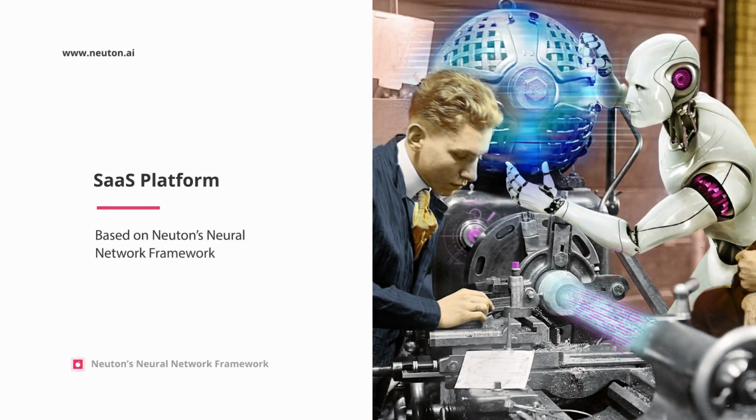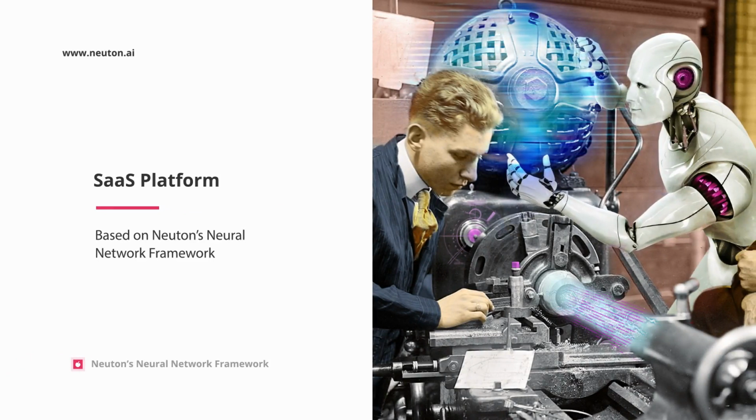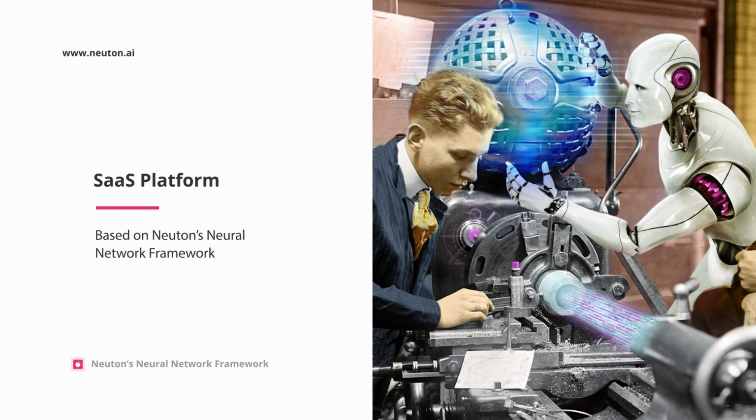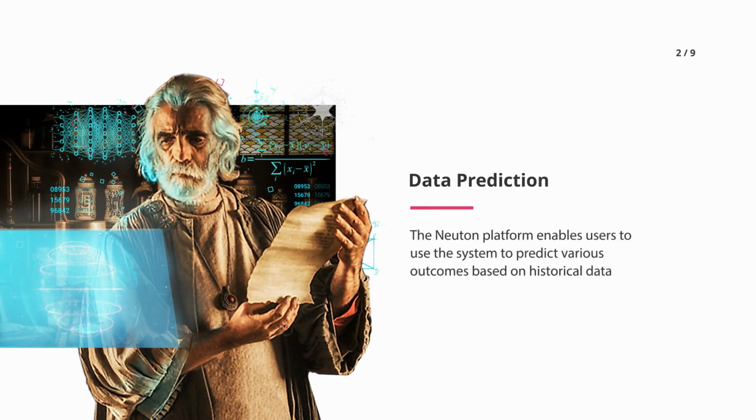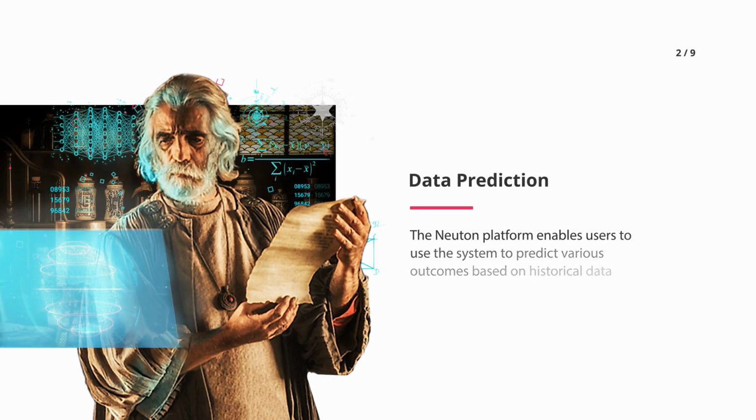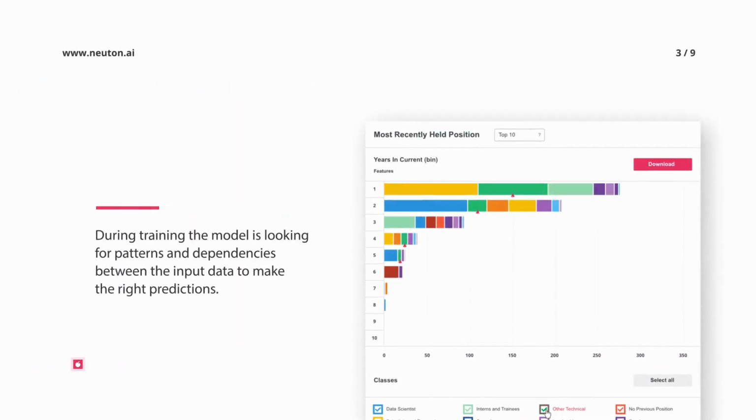Neuton AutoML is a SaaS platform, based on Newton's neural network framework, that automates the whole process of machine learning through the use of innovative and cutting-edge technology. The Neuton platform enables users to predict various outcomes based on historical data. This is made possible by processing the user data and applying it to train a machine learning model. During training, the model is looking for patterns and dependencies between the input data to make the right predictions. After the model has been trained, the user can then utilize the model to make predictions on new data via various options provided by the platform.